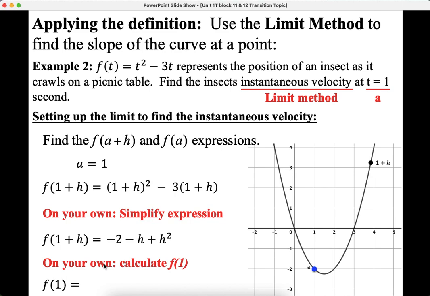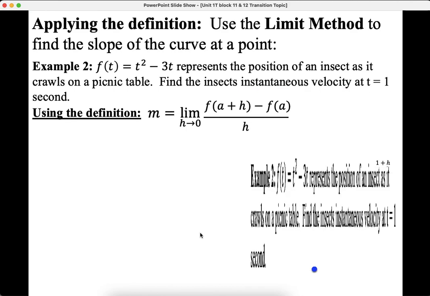And then we need f of 1. So plug in 1 here, and we get 1 squared minus 3 times 1, and you can calculate that on your own, but that's negative 2. So these two represent the two values that go in the numerator of that expression. So we're going to use that definition. This is how we set this up.